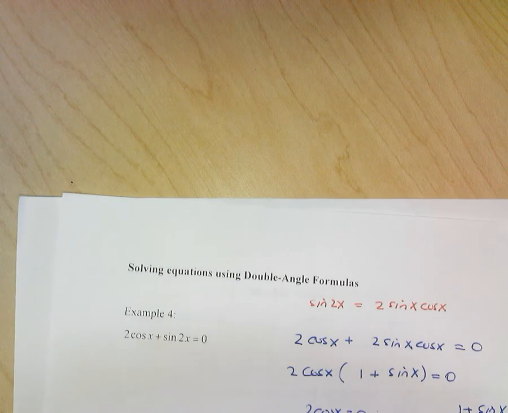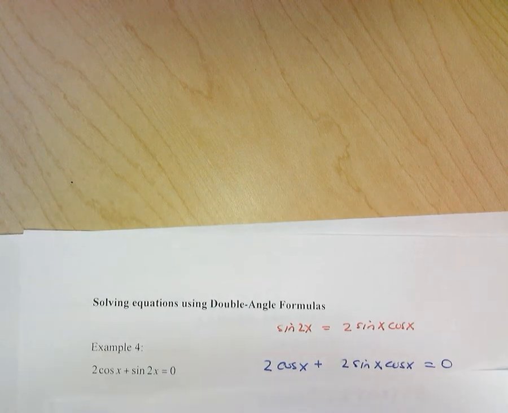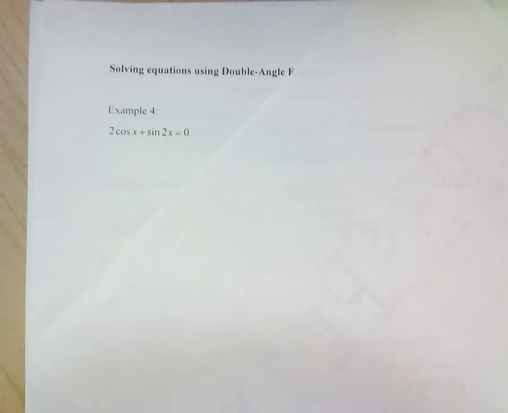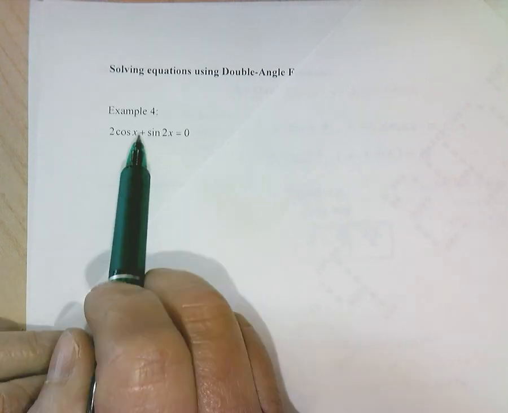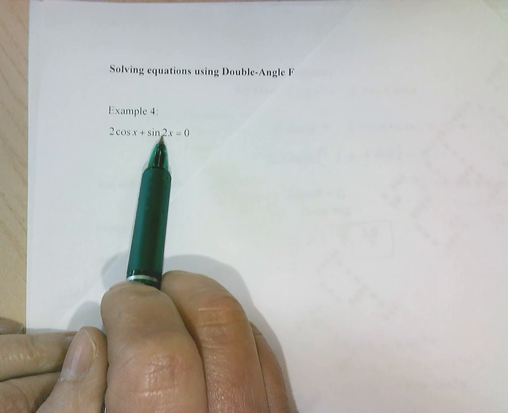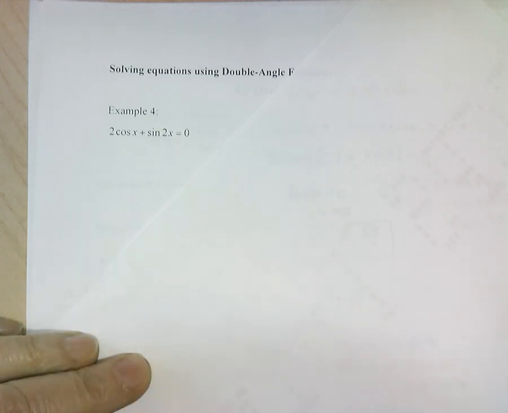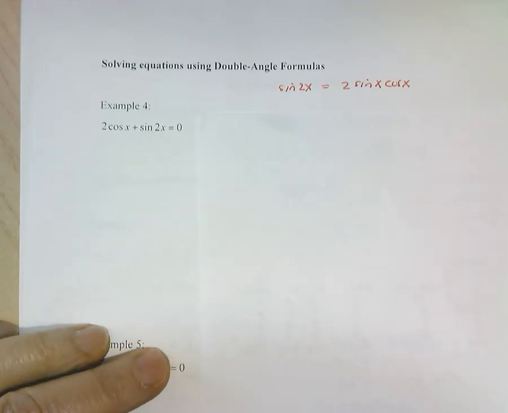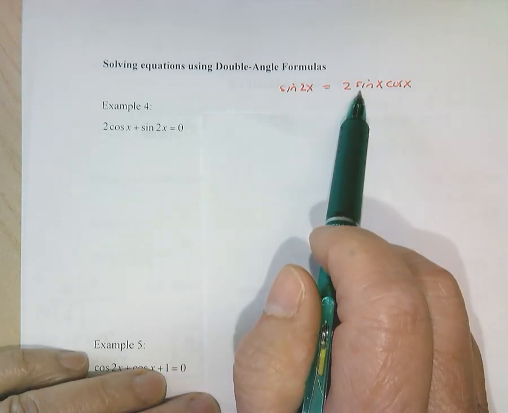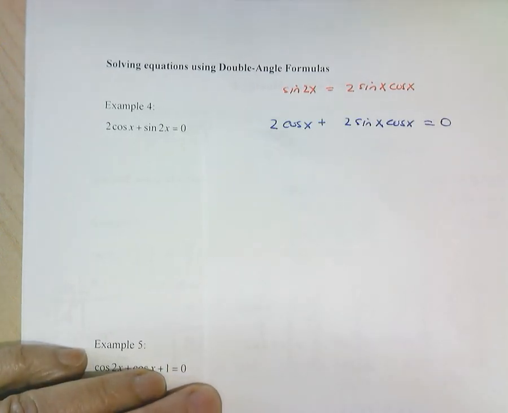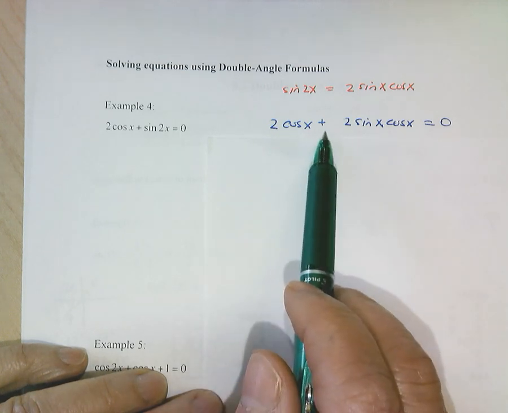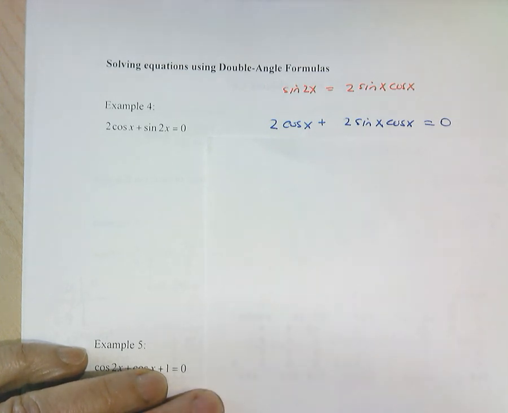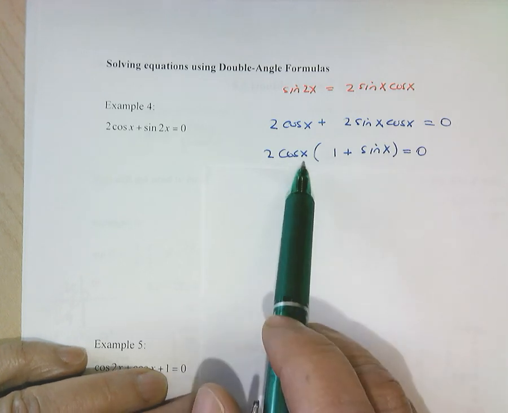Then we're going to use these to solve equations. So this example is I have 2 cosine x plus sine 2x equals 0. I'm going to solve this equation, but the first step I have to do is this is an x and this is a 2x. So that's not good. I need to get rid of it so that I'm going to replace sine 2x with 2 sine x cosine x. So 2 cosine x plus 2 sine x cosine x. I can factor out a 2 cosine x because it's the greatest common factor.